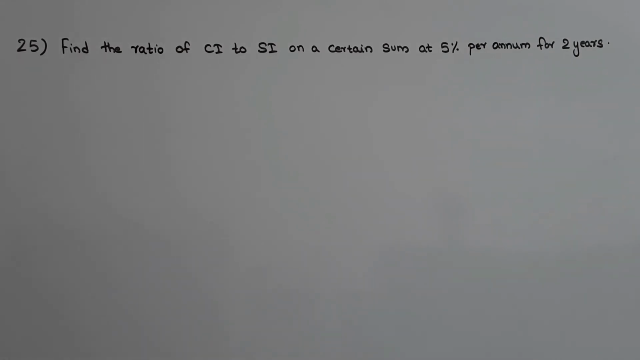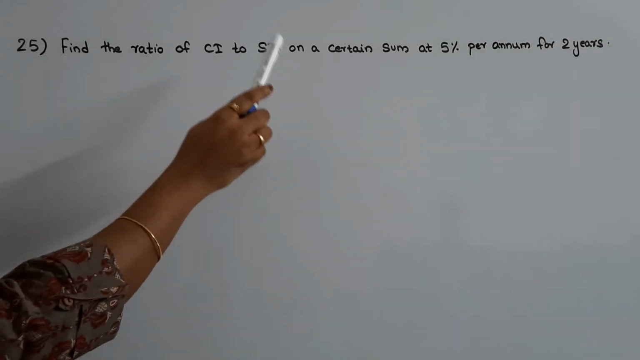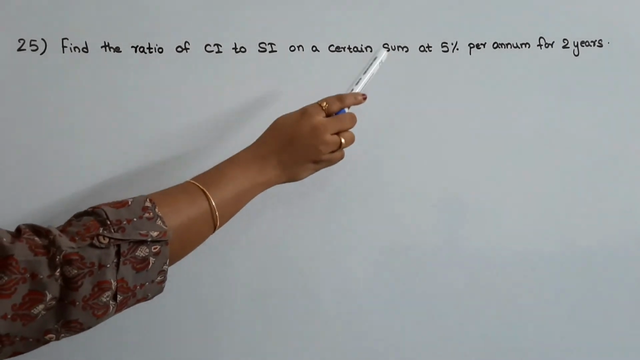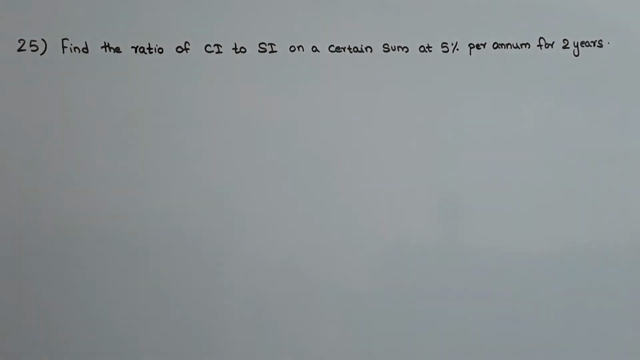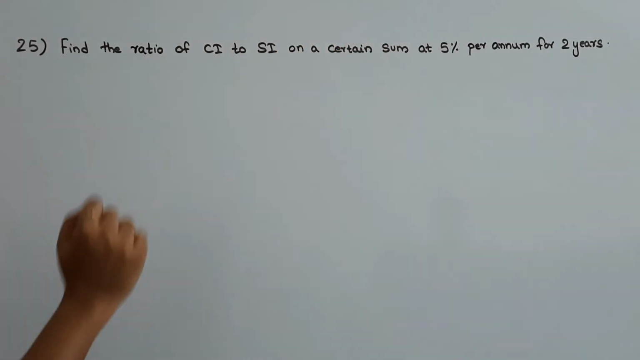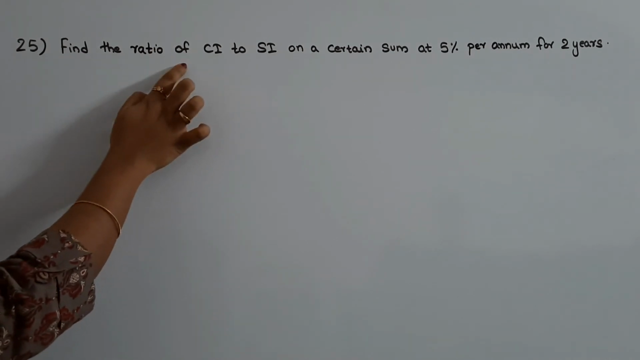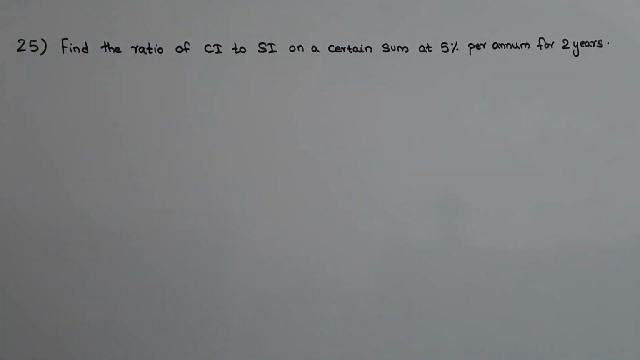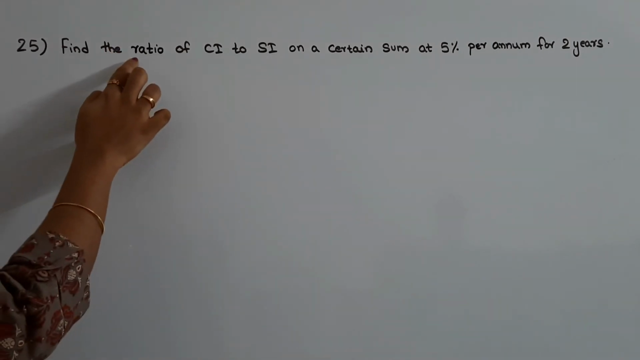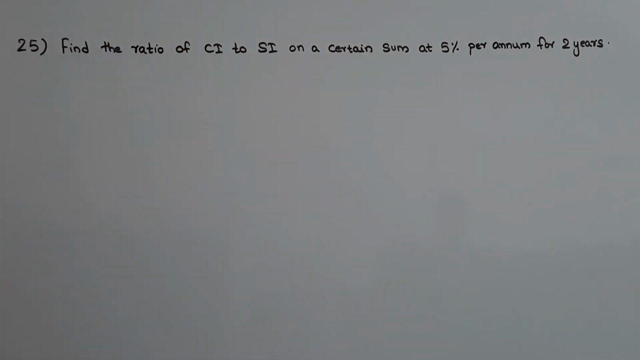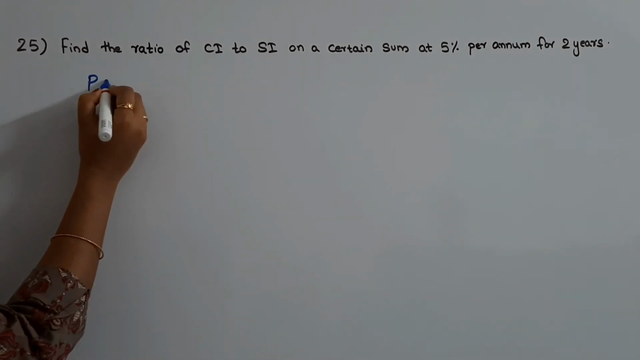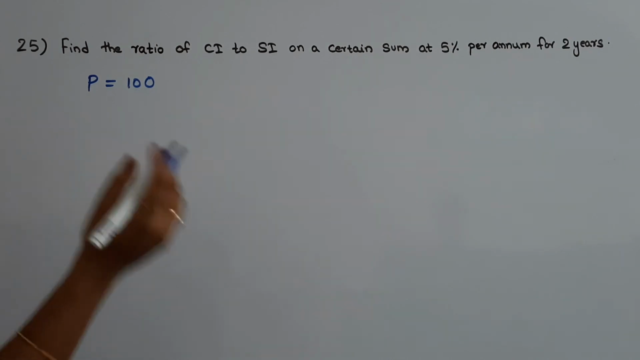25th question is, find the ratio of compound interest to simple interest on a certain sum at 5% per annum for 2 years. So in this question they have given the rate and also the time period. We need to find out the ratio of compound interest to simple interest. The principal is not given. So let us assume a value for the principal. Since we need to find out the ratio, we can assume any value for the principal. The answer will be the same. So let us assume the principal value as 100 for easy calculation.